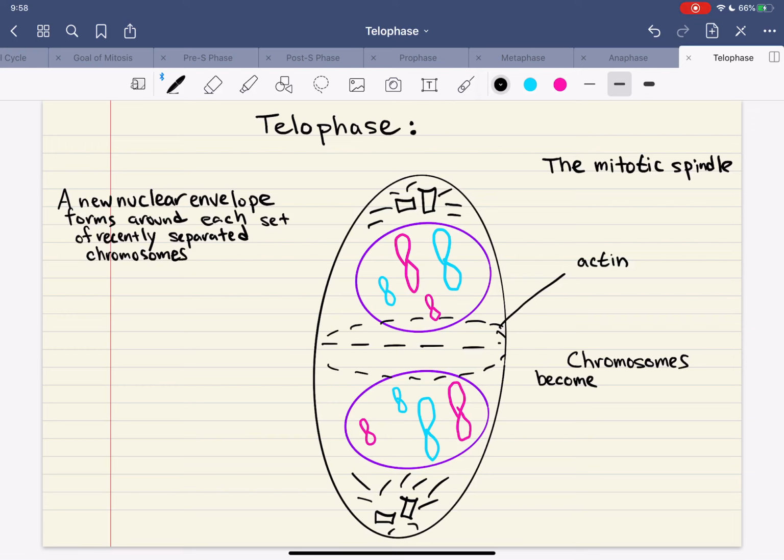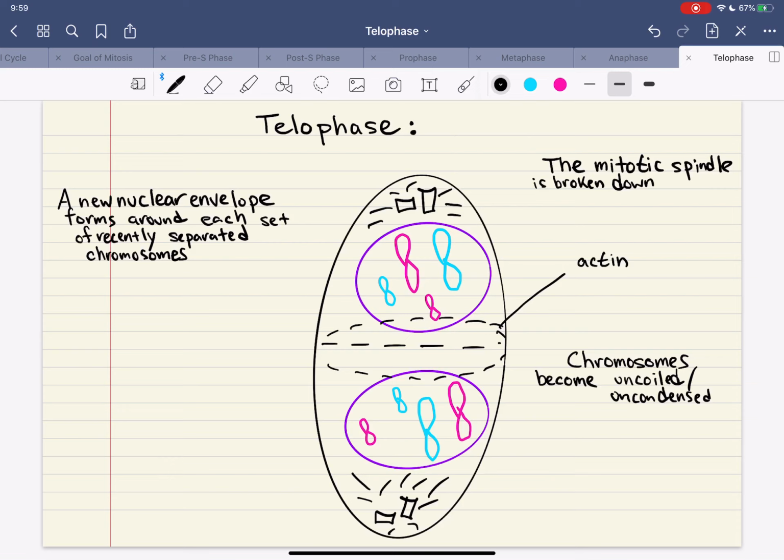Also, the chromosomes start to become uncoiled again, or uncondensed. And the mitotic spindle is broken down. So all three of those events are the opposite of what they were during prophase. And you can see at this point we're starting to look like two new individual cells.